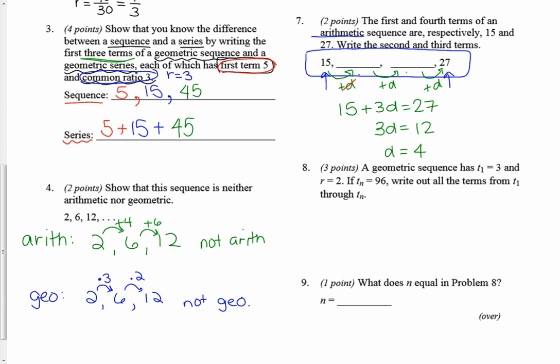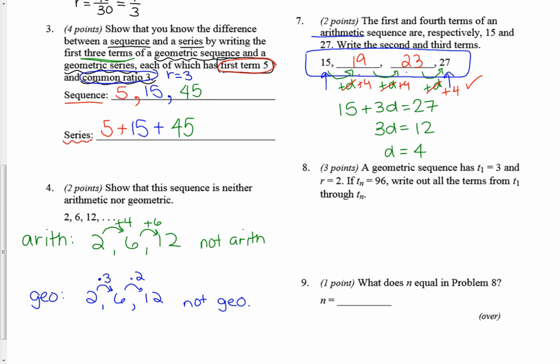Now I'm going to go ahead and add this difference in. If I do 15 plus 4, that gives me 19. 19 plus 4 gives me 23. It's always a good idea to check: if I add 4 to 23, does that give me 27? Yes, it does. So I've found those 2 missing terms. They're also called arithmetic means. 19 and 23 are 2 arithmetic means of 15 and 27.